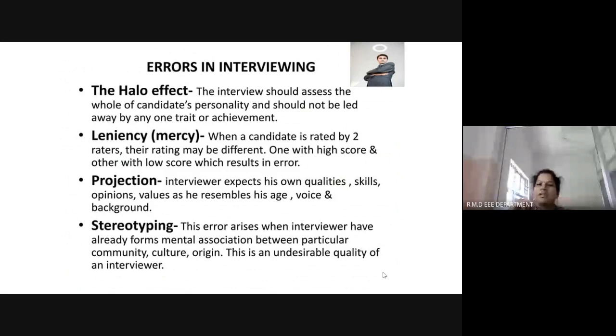It is keyboard typing. This type of error will occur very often, for example, even many candidates are also well suited for the receptionist job. So this is an undesirable quality of interview.